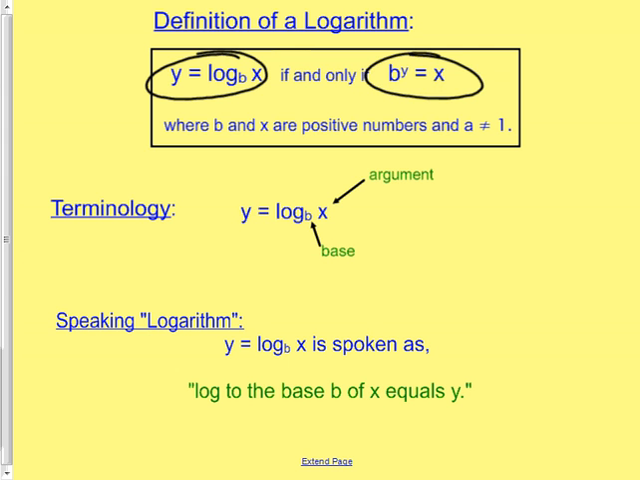Okay. So we have the base, this little part. That's called the argument. We can argue about why it's called the argument, but it would be kind of a circular argument. Okay, anyway, and saying it is important. Log to the base b of x equals y. I'm going to write you one.